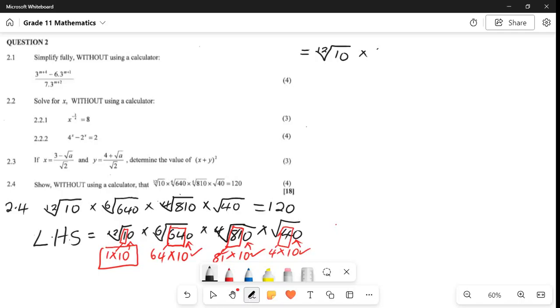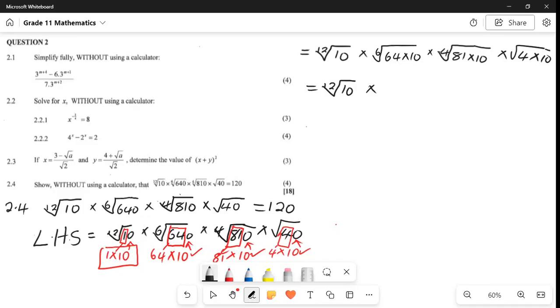And the 6th root of 64 times 10, times the 4th root of 81 times 10, times the square root of 4 times 10. Remember, we are doing this without the use of a calculator. So do not cheat and use a calculator. Let us try and work on this one till the end.